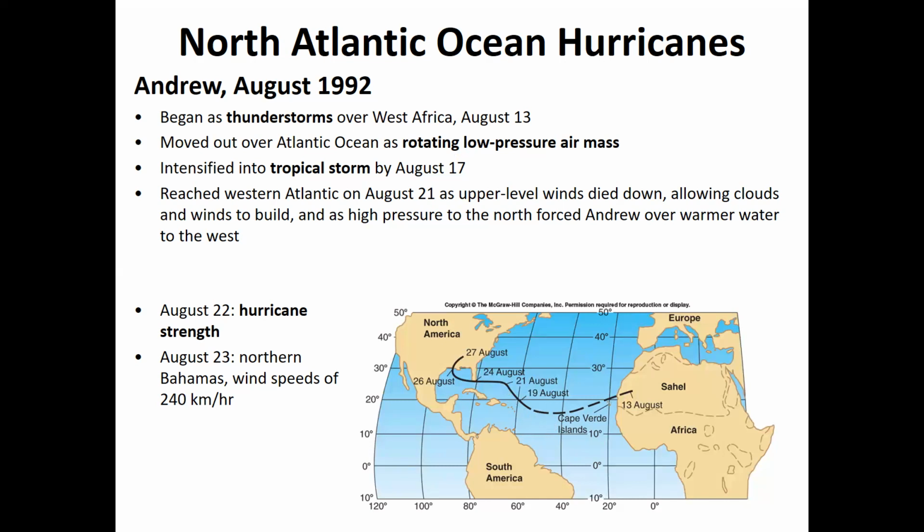As upper level winds died down, allowing clouds and winds to build, and as high pressure to the north, there's high pressure up here, prevented the storm from continuing to turn to the north and forced the storm to move more westward over even warmer water. If it would have continued to move up here, it'd be over cooler water, it would have de-escalated. But it stayed over this warm water, which caused it to continue to increase in intensity. August 22nd reached hurricane strength. August 24th hit northern Bahamas, wind speeds of 240 kilometers per hour.